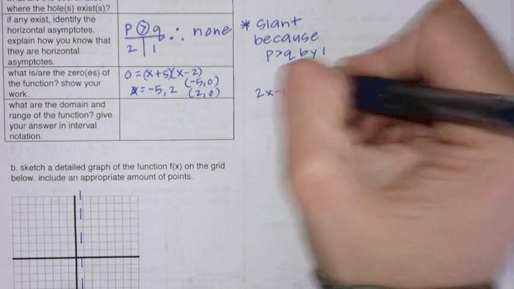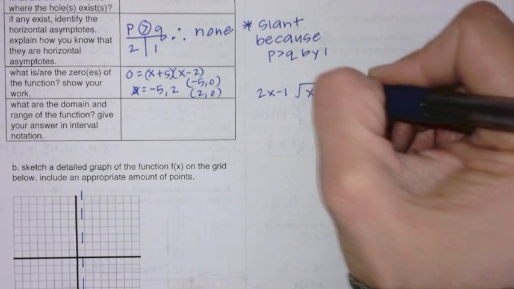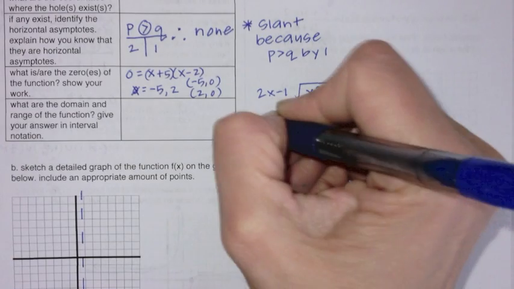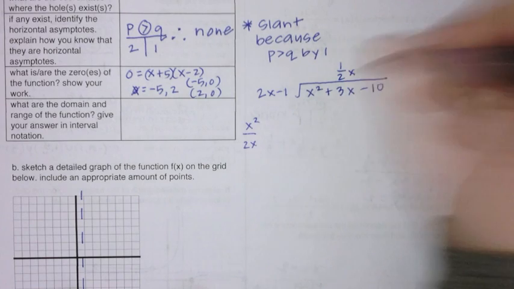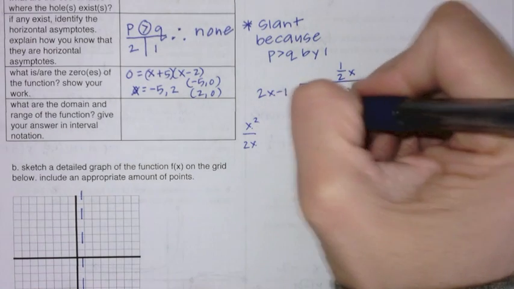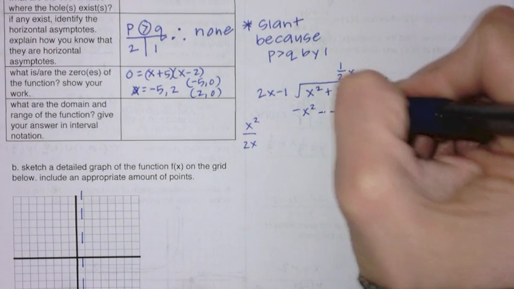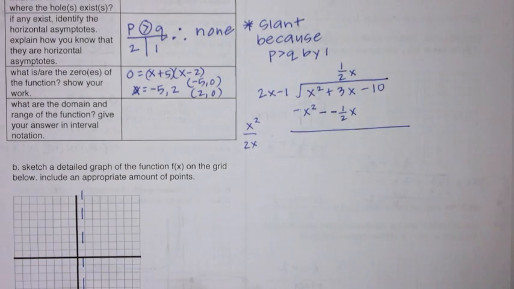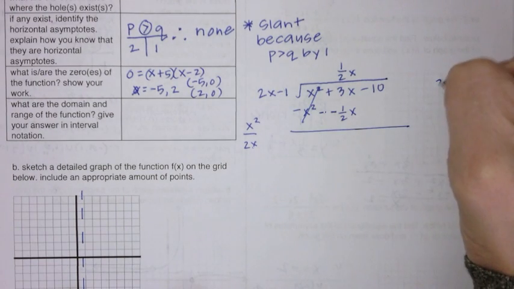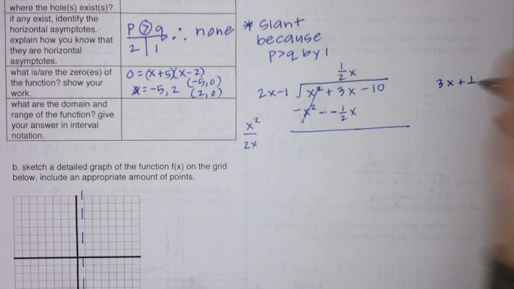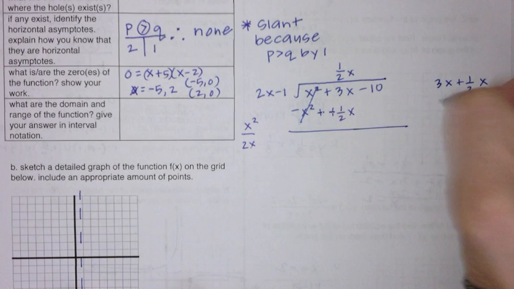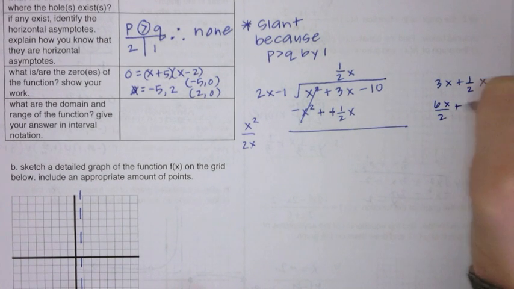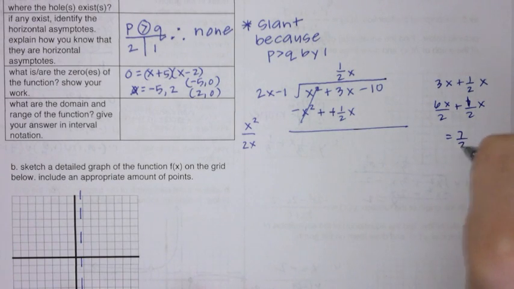2x minus 1 divided into x squared plus 3x minus 10. x squared divided by 2x is 1/2 x. Oh, this looks like it's going to be fun. Minus x squared minus negative 1/2 x. Okay, so that's going to be 3x plus 1/2 x. Right? There's that math right there, plus plus. So that's going to be 6x over 2 plus 1 over 2, which is 7 over 2x.